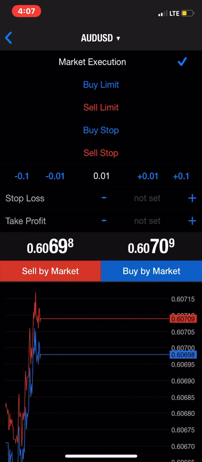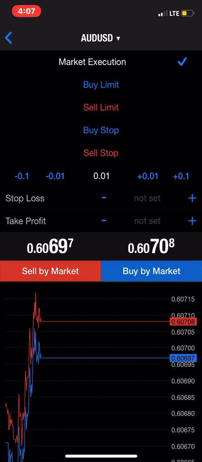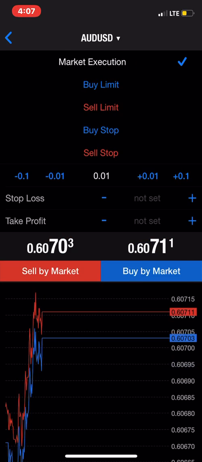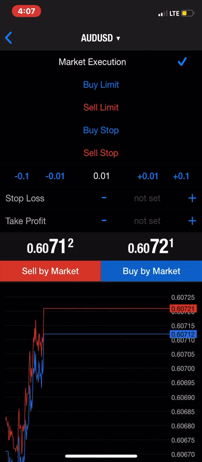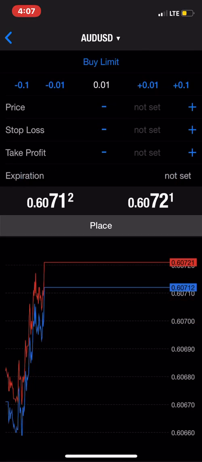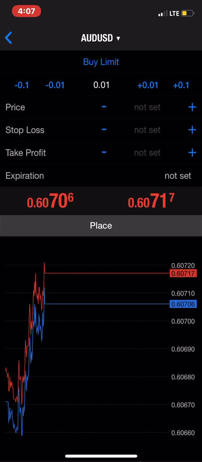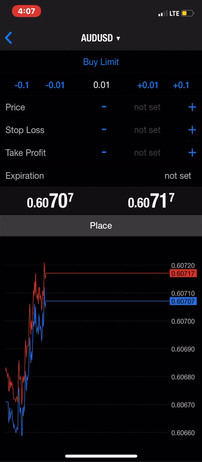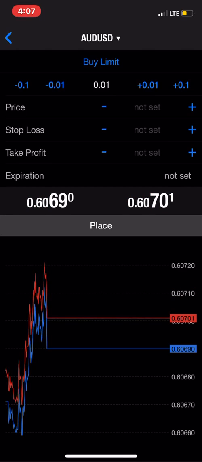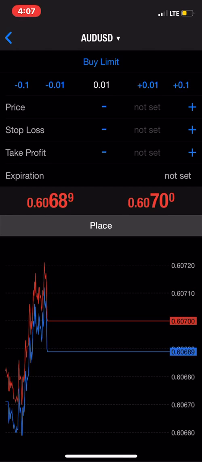And the way to get to that again is by clicking on market execution at the top and looking for the one that they've told you to do and tapping it. So let's just do a buy limit, for example. Okay. The next thing you're going to want to do is put in your entry price, your stop loss, and your take profit.